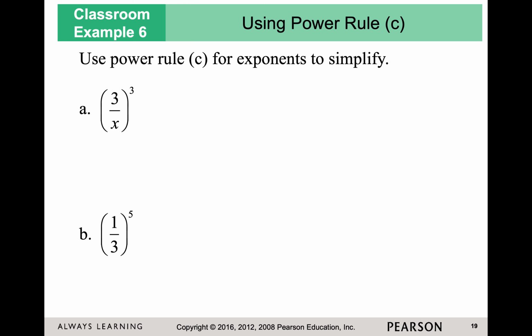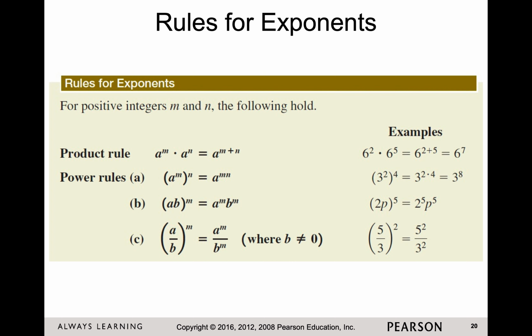In A, I'm going to do the same thing. I have a fraction. I'm going to distribute the exponent to the numerator and the denominator. I can find 3 to the 3rd in my calculator, so I'm going to go ahead and type that in and find out that it's 27. Go ahead and pause and give number B a try. So you're going to distribute the exponent to both, and then we're going to use our calculator to simplify 3 to the 5th power, which is 243.